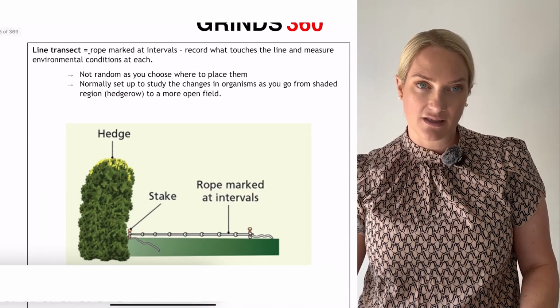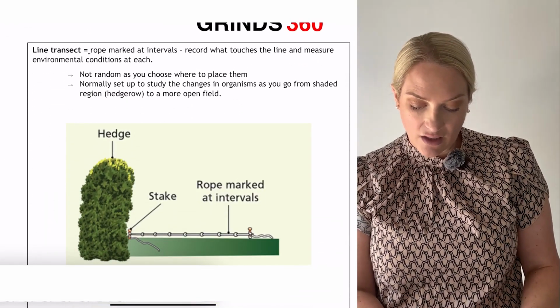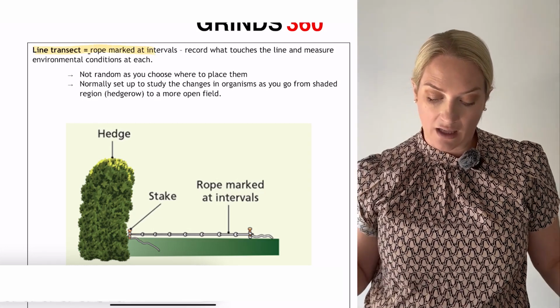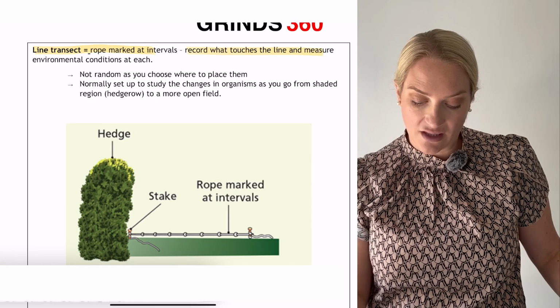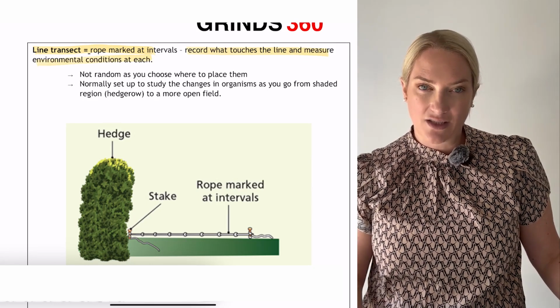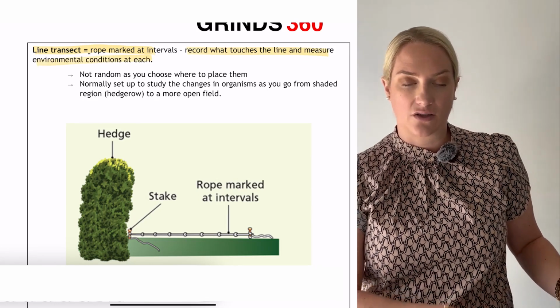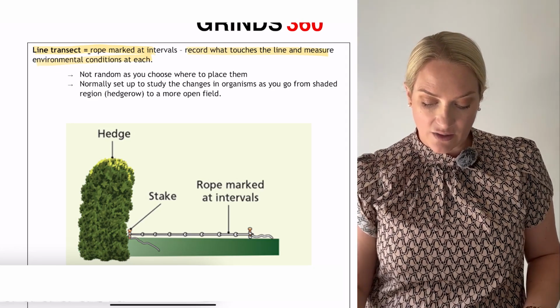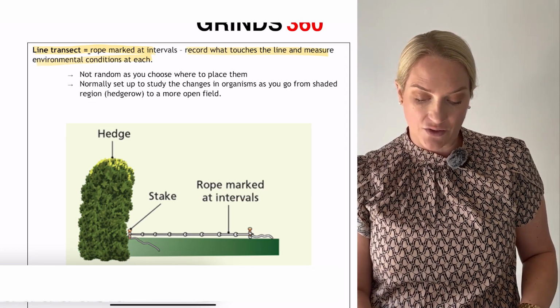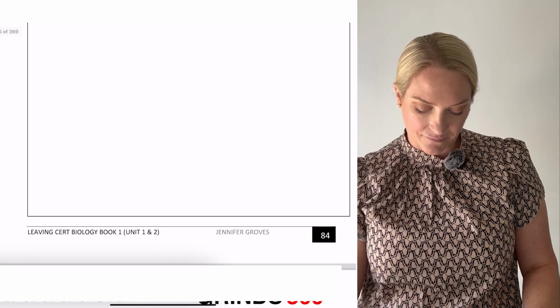Okay, you could also do this using a line transect. So a line transect is a rope, and on the rope there's intervals, which could be every metre. So you're going to record what touches the line transect. And ideally you'd have it started off so that you'd cover where it was bright, some in the shaded and some in dark. So it's not random as you choose where to place it, that's the only thing.